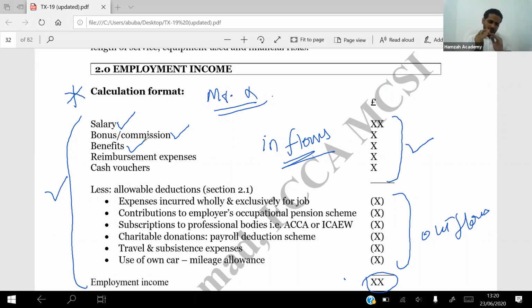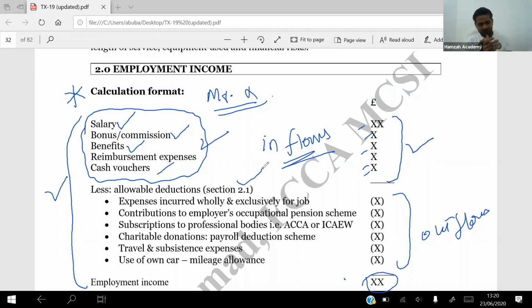In the same way, again, these are the inflows. These 5 factors are the inflows. We will calculate them one by one and put them here, and there will be a total of all the inflows. And then there are allowable deductions also. Now, what are the allowable deductions? The definition of an allowable deduction is when an employee spends out of his own pocket for the purpose of work.